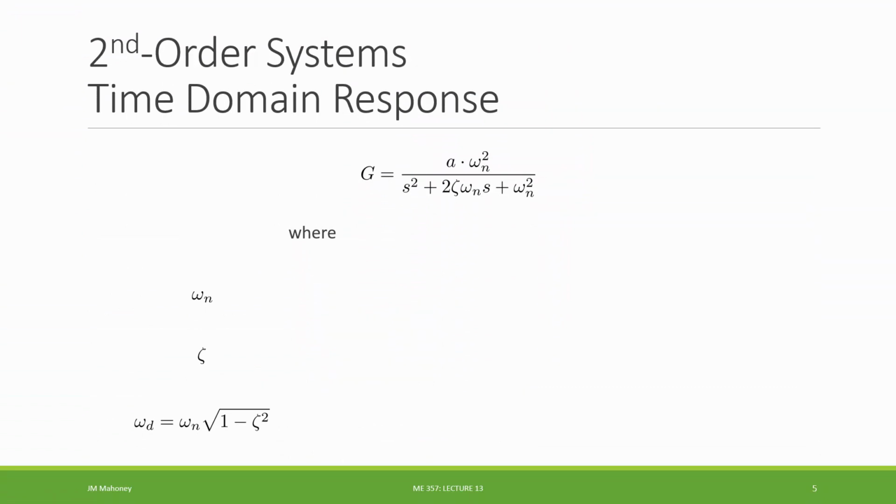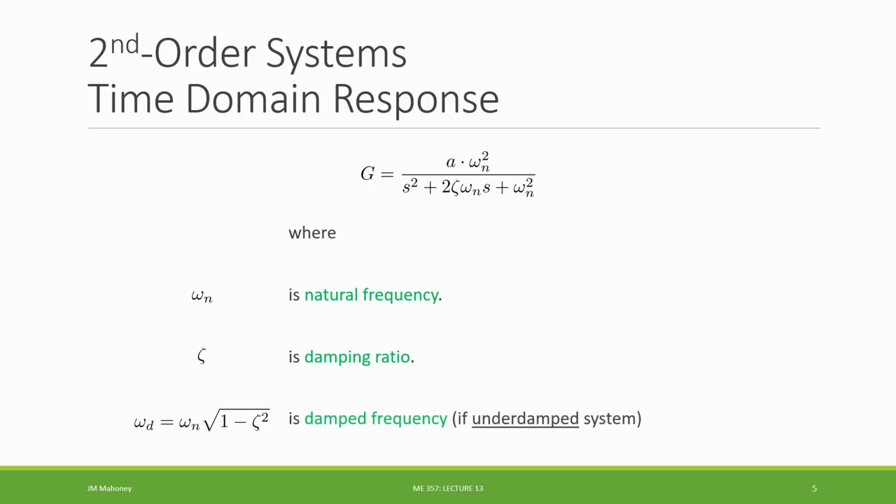So what do these things actually mean? Omega n is what we call the natural frequency of the system, and you should have seen this before in Newtonian physics. Zeta is what we call the damping ratio. And it doesn't appear in our transfer function, but we are going to be using it for some of our sketching: omega d, which is the damped frequency. This only comes up if we have an underdamped system, which I'm going to define a little better in a minute. But we have our natural frequency and damping ratio, and then we can combine those to calculate the damped frequency.